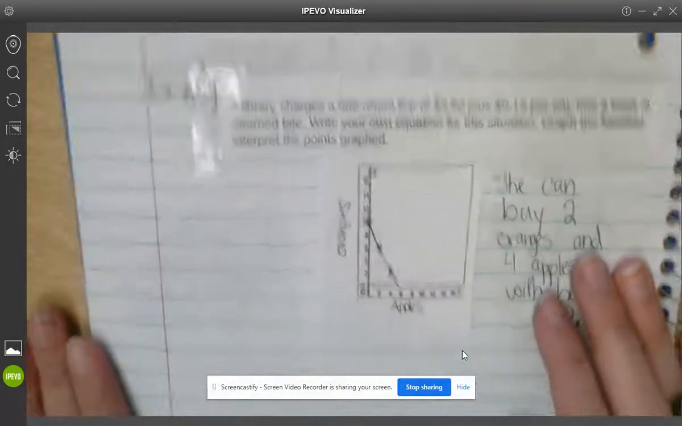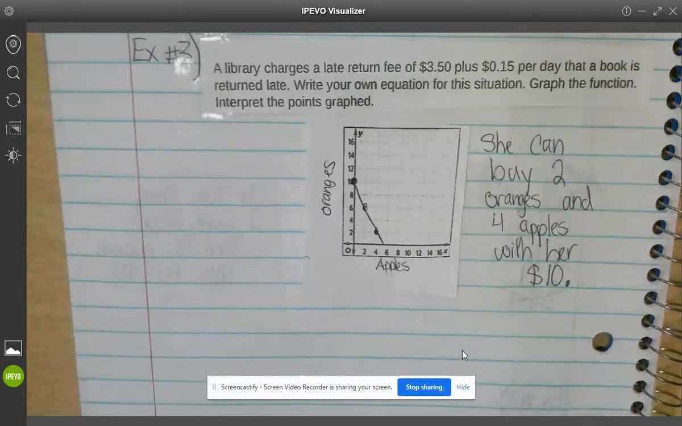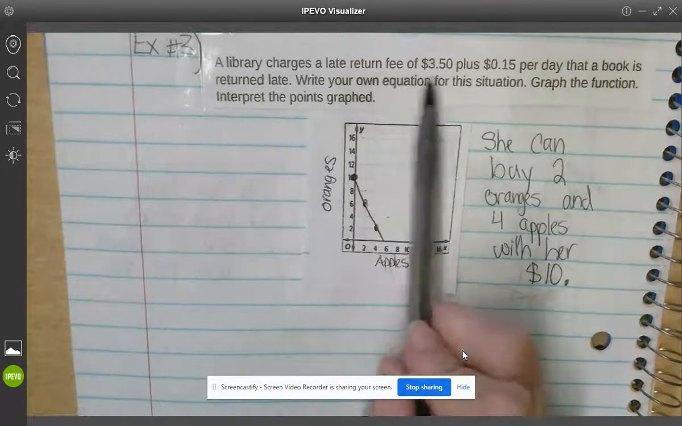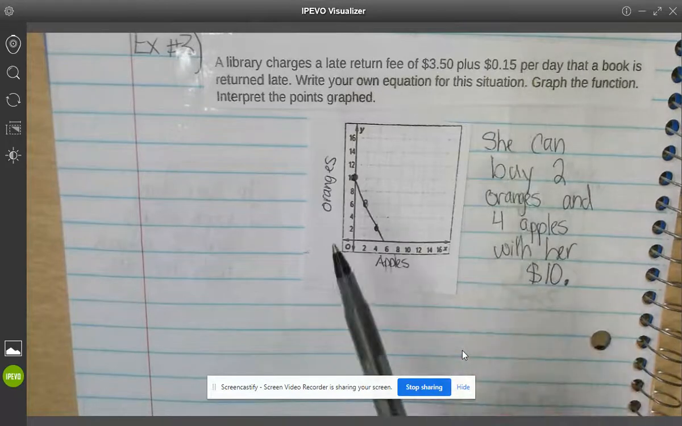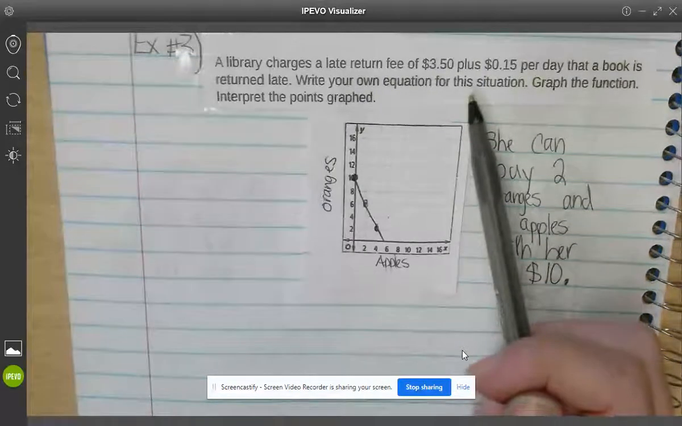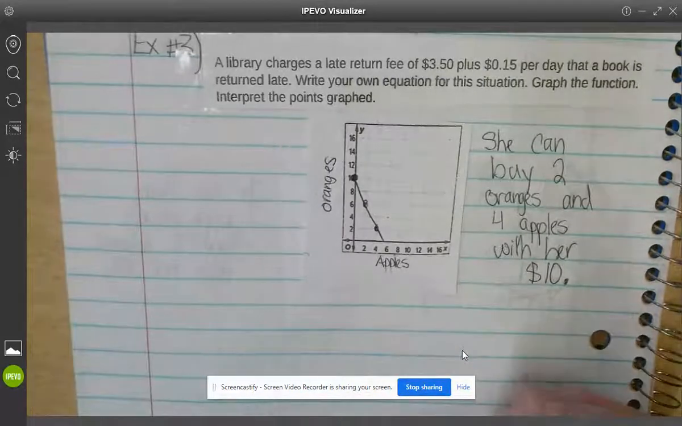Okay, example 3. This one you don't really have to write anything down because we're going to write down our own equation. So a library charges a late fee of $3.50 plus $0.15 per day that a book is returned late. Write your own equation for this situation, graph the function, interpret the points graphed.